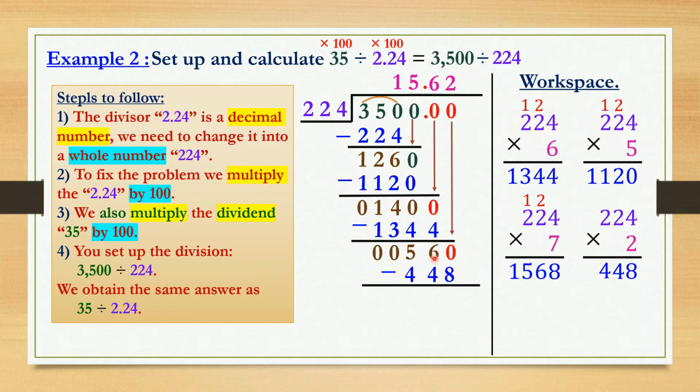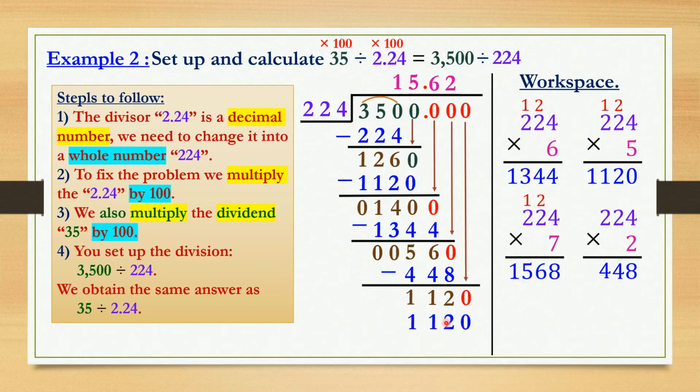We borrow 5, here 5. 10 minus 8, it's 2. 5 minus 4, it's 1. 5 minus 4, it's 1. Now we need to add another 0. When we slide it, we obtain 1120. And if you notice, it's a multiple of 224.